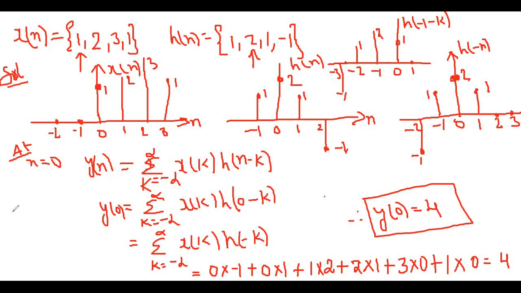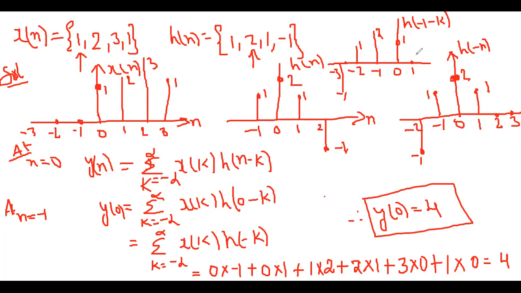X of n at n is equal to -1. What is the value here? There is no value at -3 in the x of n. That is a 0 into 0. There is no value at -2. That is also 0 into something here. And at -1, there is no value. But only the value at 0 here, and here also the 0.